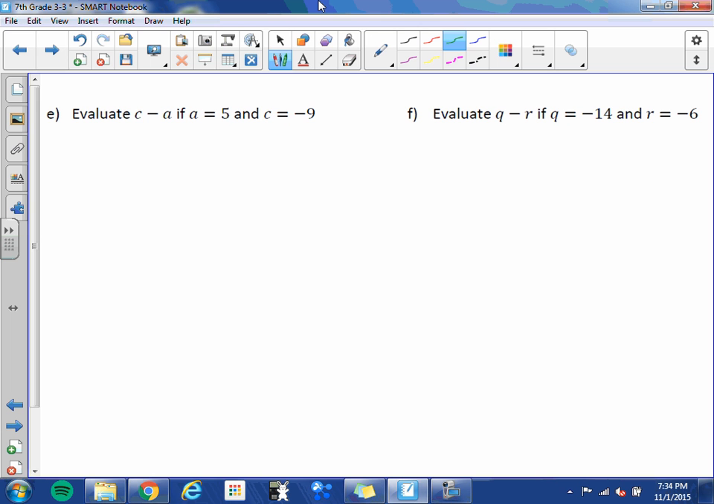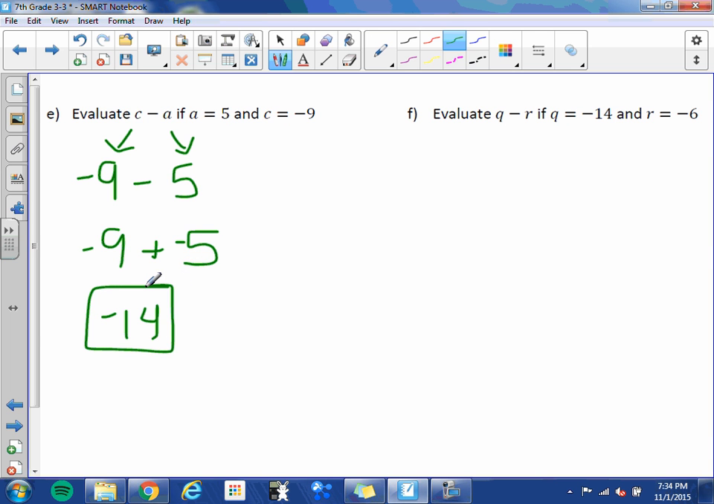Evaluate c minus a if a equals 5 and c equals negative 9. C is negative 9. Bring down the minus, and a is 5. I will not subtract. I will add the opposite. They're both negatives, same sign sum. Add them and keep the sign. We get negative 14.